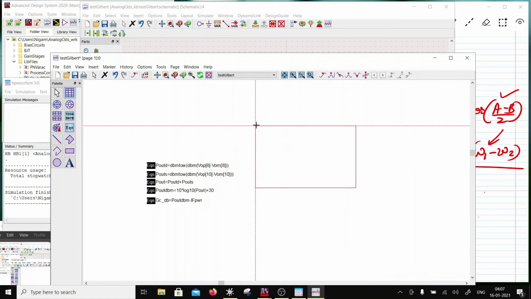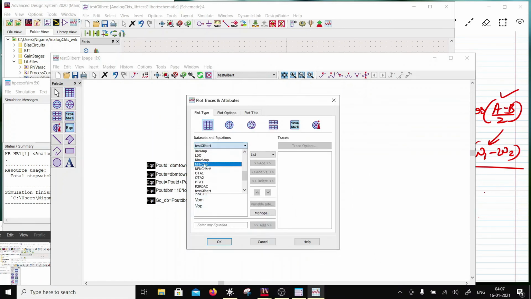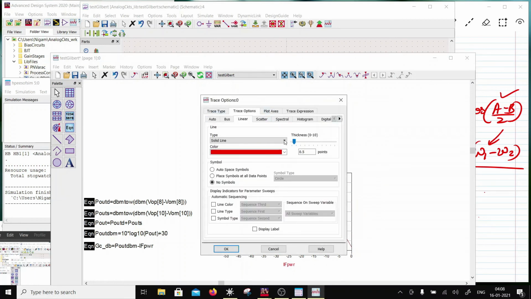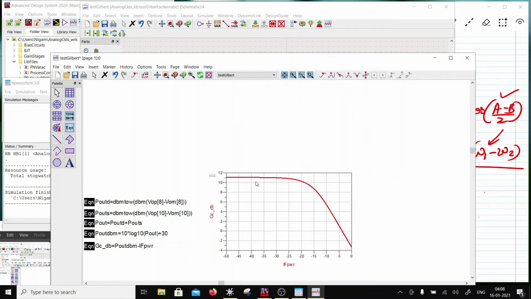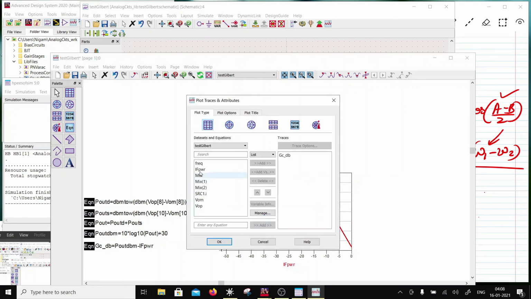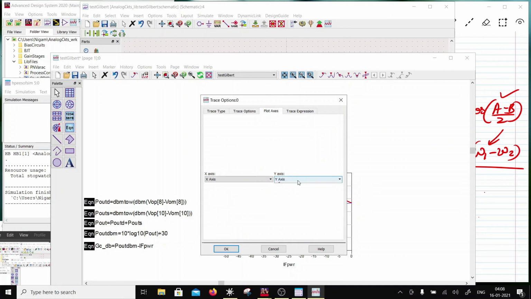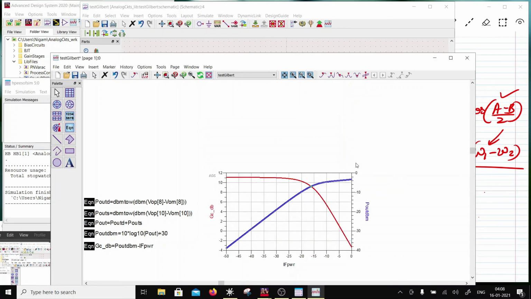Okay, and then I'm going to plot conversion gain. So go to equations, conversion gain in dB. So that's your conversion gain. So that's your conversion gain is around 11, correct? Right. And if I want to look at the output power, right, I can put output power in dBm, equations, output power in dBm. Okay, so it is compressing, so let's put this on the right hand side axis. So now this is fine.